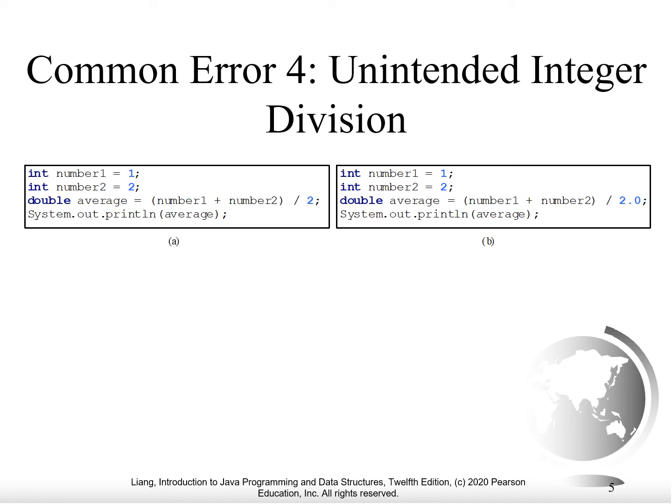In the code on the slide, we notice that in example A, the result is an integer value. However, in example B, we were able to retain the fractional portion by simply dividing by the floating point number 2.0 instead of the integer 2.